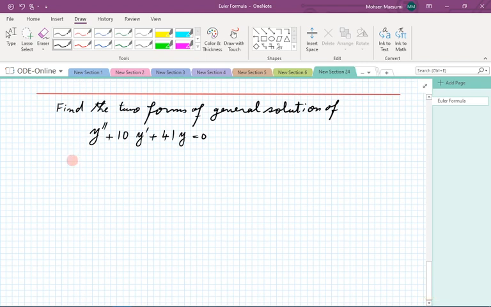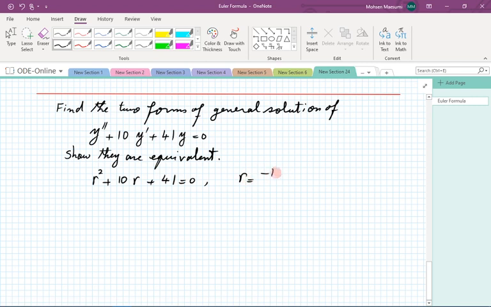We want to find the two forms of solutions of this equation and show they are equivalent. Meaning, if we go through that bridge from complex numbers to real numbers, we go from the exponential to the trig, and one type of solution turns into the other one. So we start with the characteristic equation as usual. We go ahead and solve this.